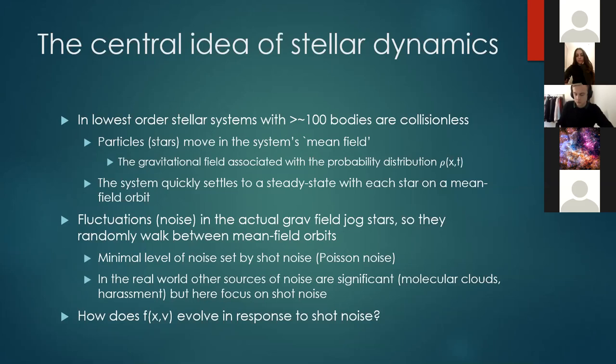And the big question that we want to address is, how does the distribution function f of x and v evolve in response to shot noise? So this random wandering between mean field orbits is bound to lead to a diffusion of stars through phase space. And the goal of a theory of relaxation is to explain how this happens, that is, how the probability density of stars in phase space, which is what the distribution function f of x and v is, evolves.